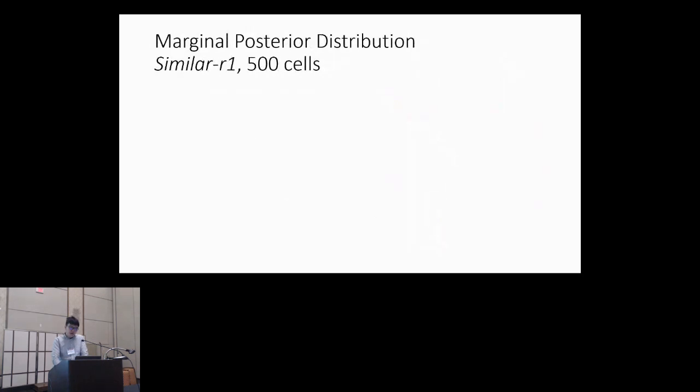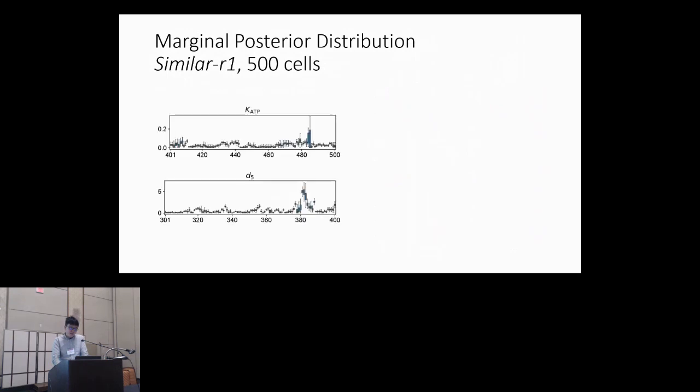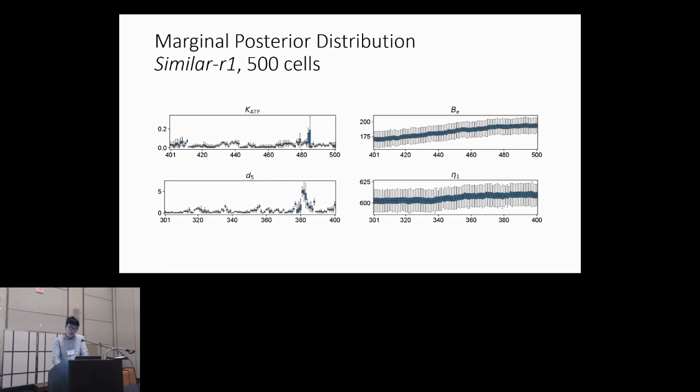Okay. We then sampled another 490 cells for the cell chain similar R1 and plotted the marginal posterior distributions for all cells along the cell chain. While we didn't see anything strange for most parameters, two parameters, B and eta1, caught our attention. Their posterior distribution seemed to be drifting as we go down the cell chain. So it seems that those two parameters were insensitive to cell-to-cell variability.